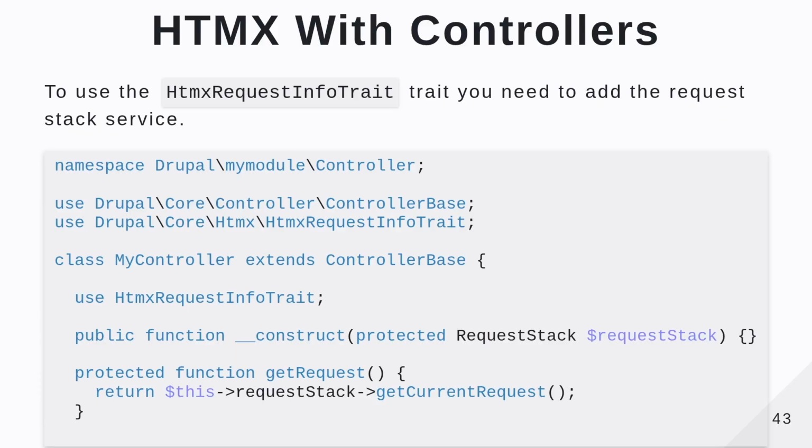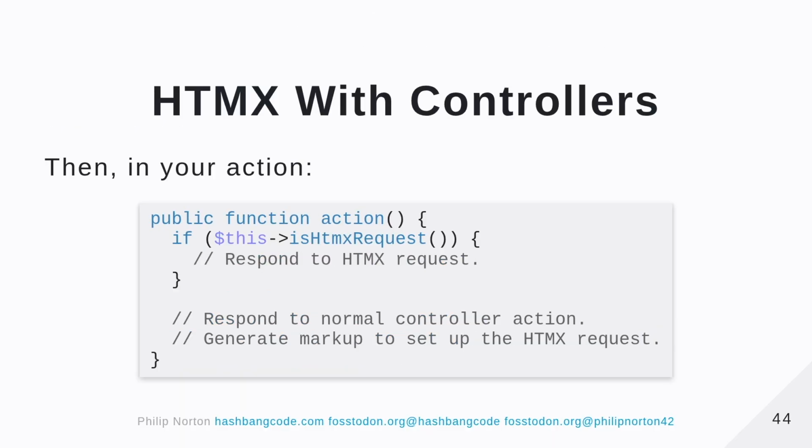A bit of code to this one, but if you're going to use the HTMX request info trait in the controller, you need to inject the request stack service into that controller. You also need to have a method called getRequest, because it expects those things to be there. But once it's in the class, you can do things like this. You can say this is an HTMX request and do things like that. So this is an example of a single action that will have multiple different things going on in it.